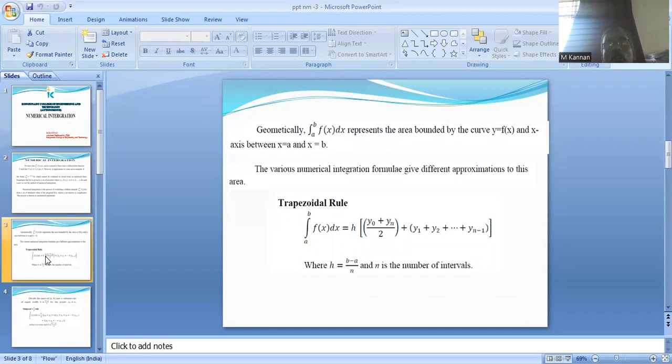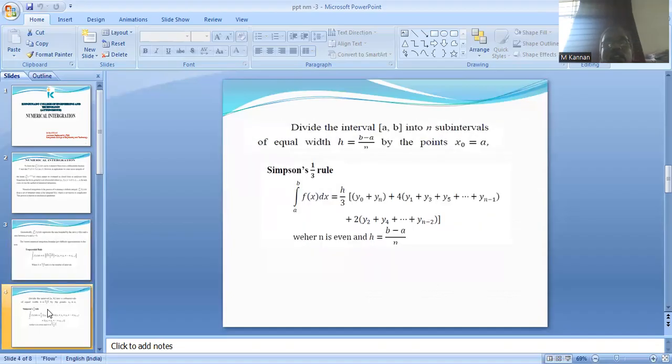Now, the trapezoidal rule. The integral from a to b of f(x) dx is equal to h by 2 into the sum of the first and last ordinates plus 2 into the sum of the remaining ordinates. That means the integral is equal to h by 2 into (y0 + yn) plus 2 into (y1 + y2 + and so on up to yn minus 1). Here h = (b minus a) by n, where b is the upper limit, a is the lower limit, and n is the number of intervals.